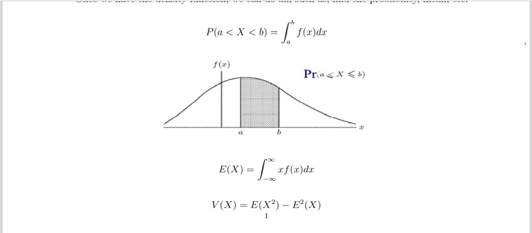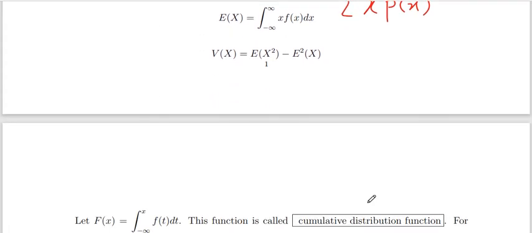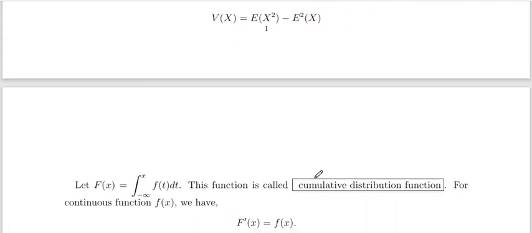And the expectation becomes this integration: x times f(x). Before, we said x times probability, then add them up. So we just change this to the continuous form, which is the integration of x f(x) dx, right? The formula for variance is the same: E of x squared minus the square of E of x.